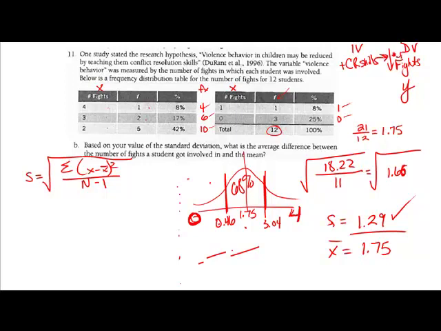You have to do some rounding a little bit. So I would say that comfortably, if you want to do some rounding, you could generalize by saying, well, the average student got into 2 fights, but the average difference from the mean was 1 fight. Okay.